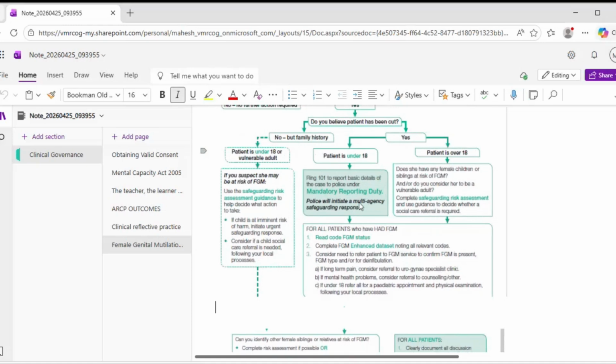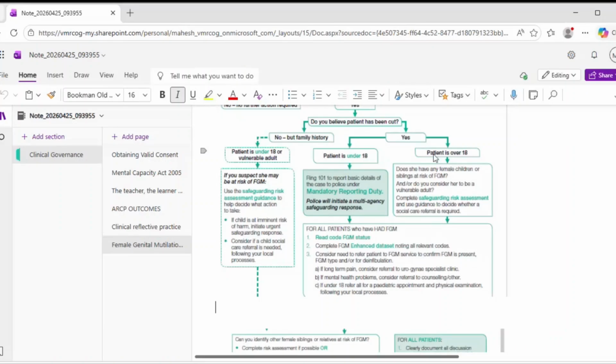And for both groups, that is below 18 as well as more than 18, what we are going to do: read code FGM status, then complete FGM enhanced data set, noting all relevant codes. So we will note down all the findings, and we will complete the HSCIC enhanced data set. Not only that, we need to consider referring the patient to FGM service to confirm the FGM is present. So this is the FGM which we have come across maybe upon the history, so we need to confirm.